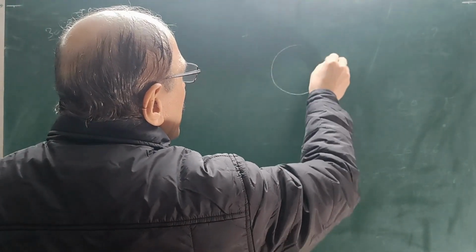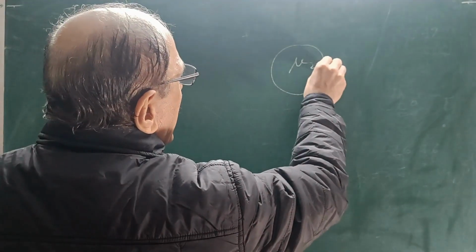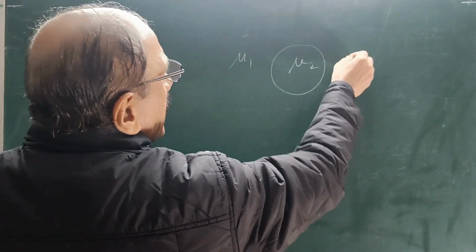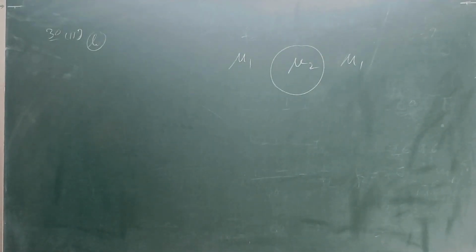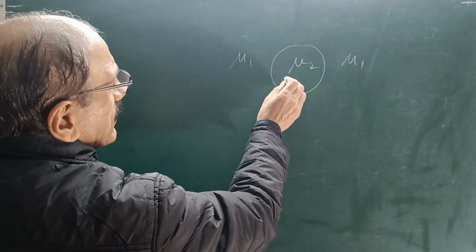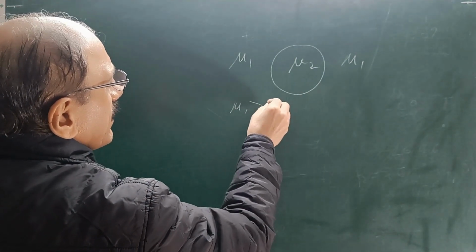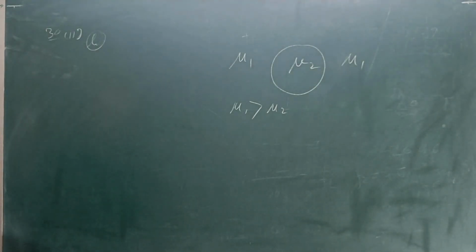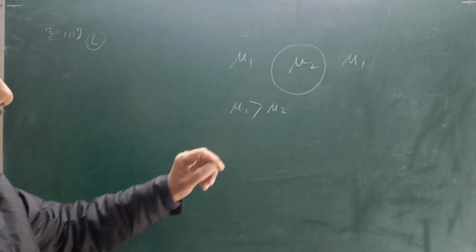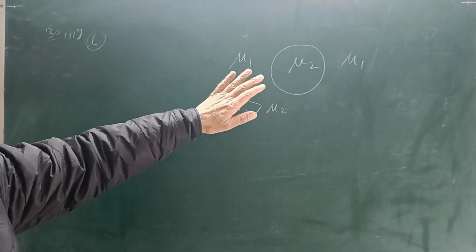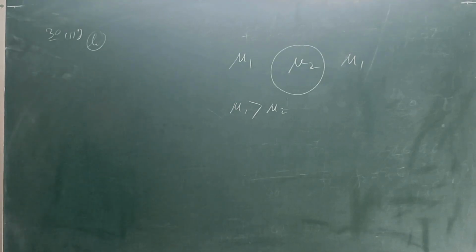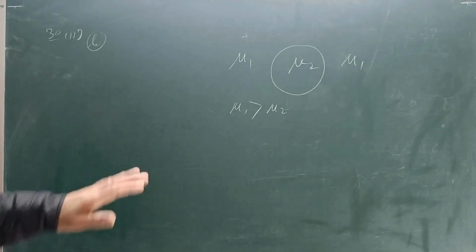So here is a bubble. The refractive index of the air bubble is, let us say, mu2, and the glass is mu1. Again here it is mu1. Since this mu1 is greater than mu2, this will act as a concave lens, that is the diverging lens. So the correct option is B.